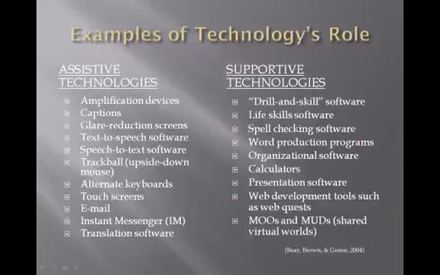I provided some examples of technology's role in UDL. There are assistive technologies and supportive technologies. Assistive technologies include amplification devices that teachers can wear, captions, glare reduction screens, text-to-speech software, speech-to-text software, trackball, which is an upside-down mouse, alternative keyboards, touch screens, email, instant messenger, and translation software.